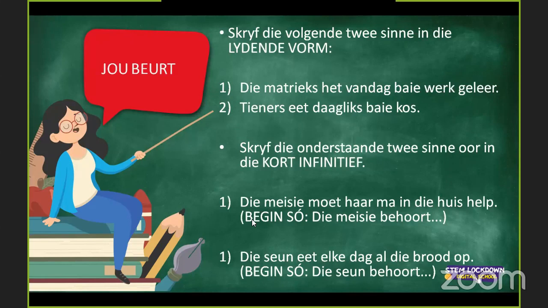Okay, so follow the steps once again. Identify the verb. If there's an auxiliary verb, cross it out. Remember to add a T. Remember, no om at all.